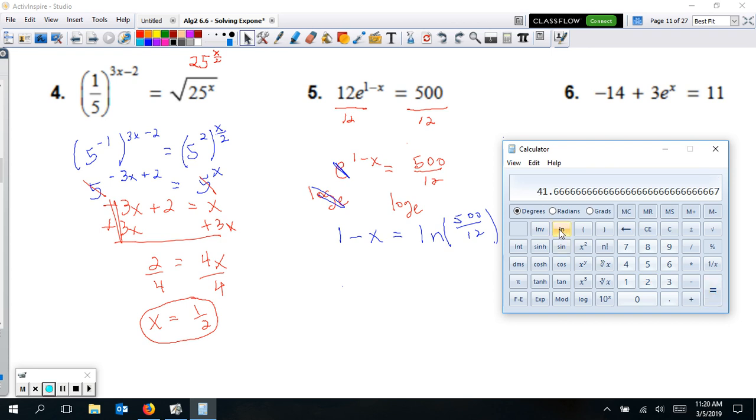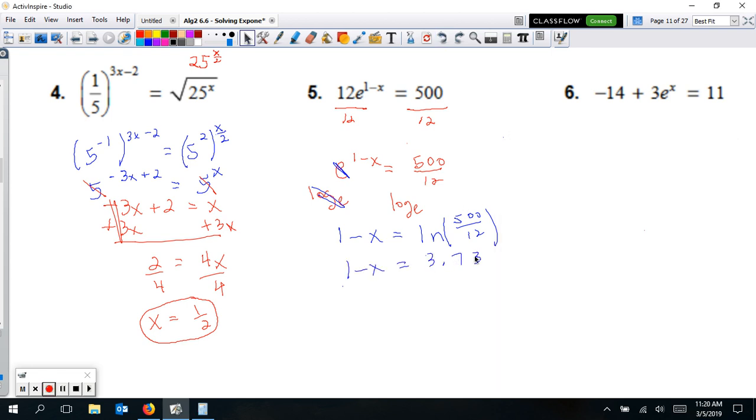And then I just hit ln. Natural logarithm of that is now 3.729 approximately. So that's what we're going to now see here. 1 minus x will equal about 3.73. I'll just round it there to 2 decimal places.